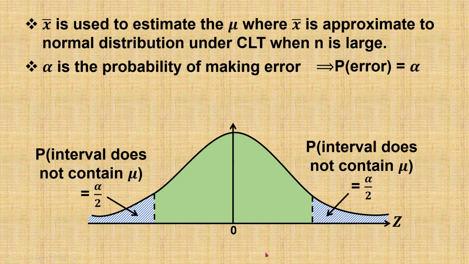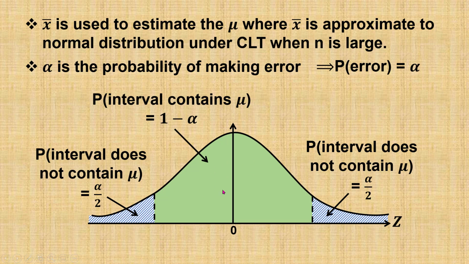Now when we look at this diagram, the probability of making an error, meaning the probability that the interval produced does not include the population mean, is alpha. Since there are two tails here, each side has probability alpha over 2. Then the probability that the interval produced includes the population mean is in this area, that is 1 minus alpha. So the interval that contains the population mean starts from this value and goes up to this value.